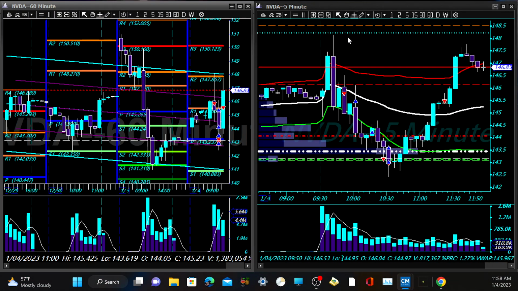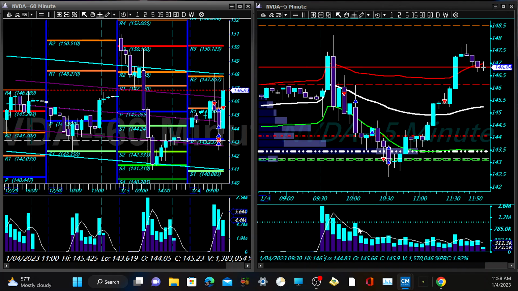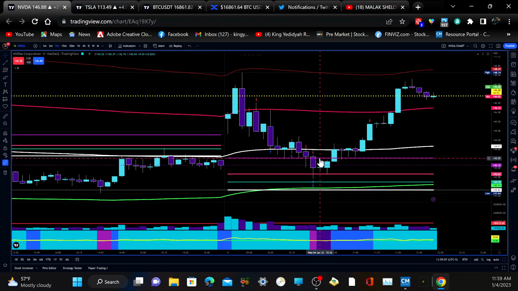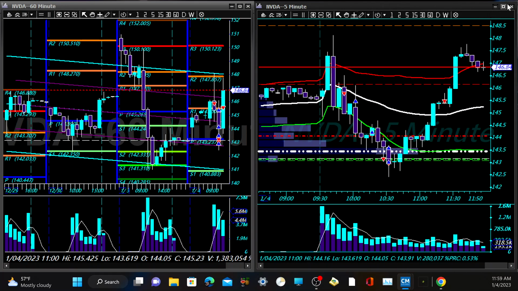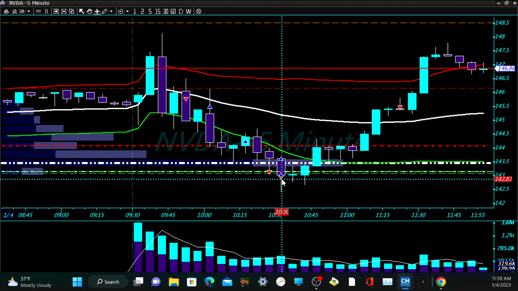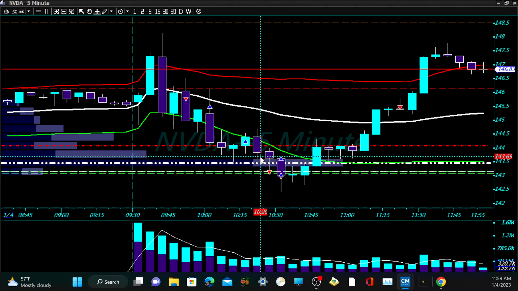Let me go back to this chart so you can see that. These trades are happening at the value area high level, where I'm trying to go long at this level right here, which is around 143.52. Right, so I went long again at 143.69 and got stopped out here at 142.87.